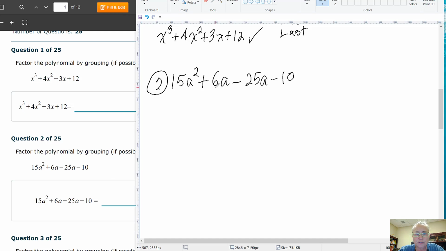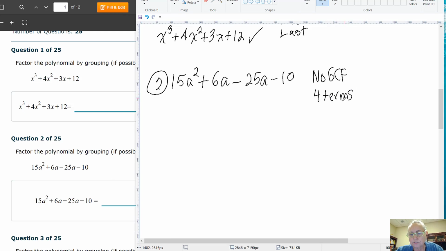6 has a 2 and 3 in common. 25 has just 25, 5, and 10 is 2 and 5. And the problem is the 6 doesn't have a 5 in there, and 25 doesn't have a 2, and only 15 and 6 have a 3. So there's no GCF. So I'm going to write myself a note because I need to look for greatest common factor every single time.